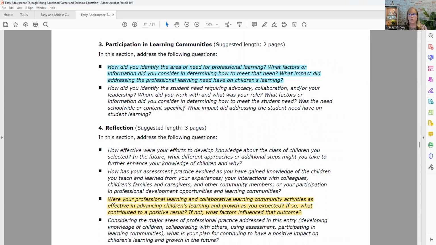So in section 3, participation in learning communities, the very first question says, how did you identify the area of need for professional learning? What factors or information did you consider in determining how to meet that need? And what impact did addressing the professional learning need have on children's learning?